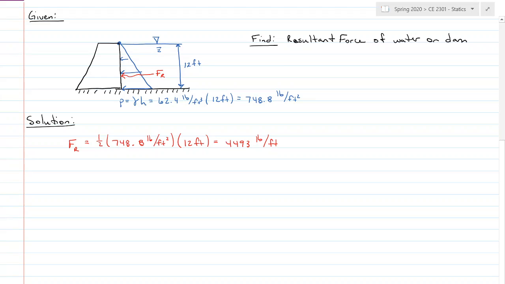All right, the resultant force acts in the center of that shape. It is a triangle, so y bar is going to be 2/3 of 12 feet, which is equal to 8 feet down.